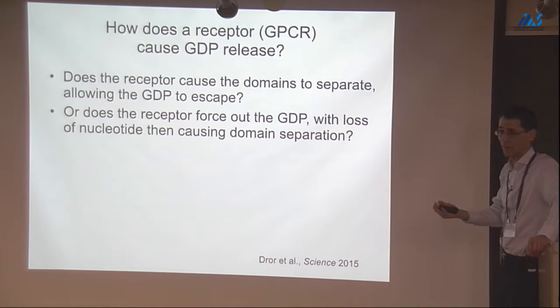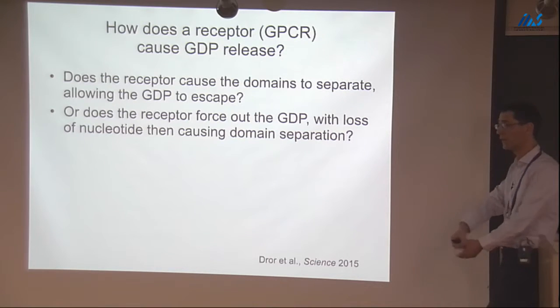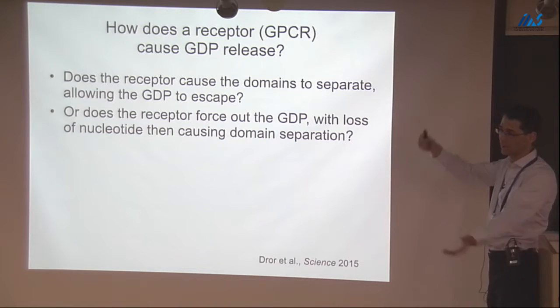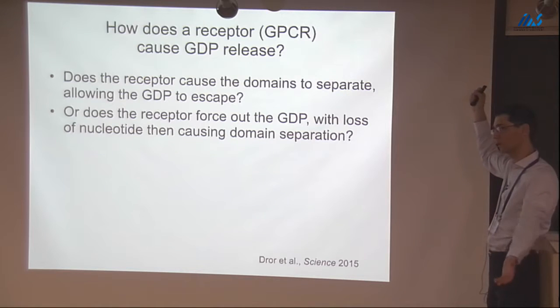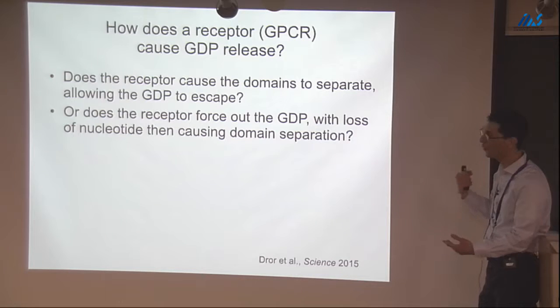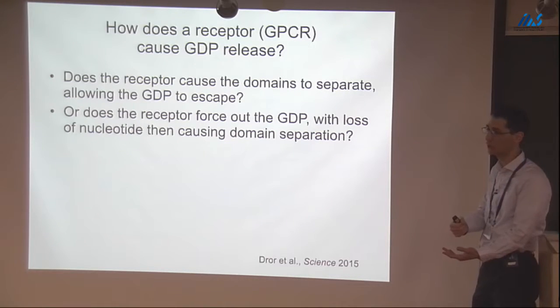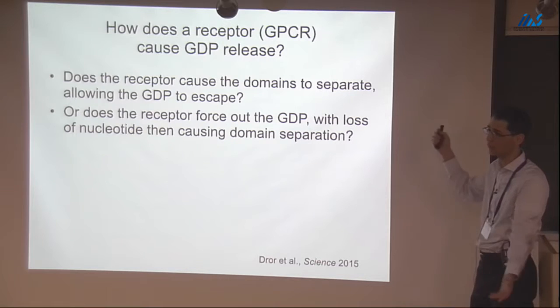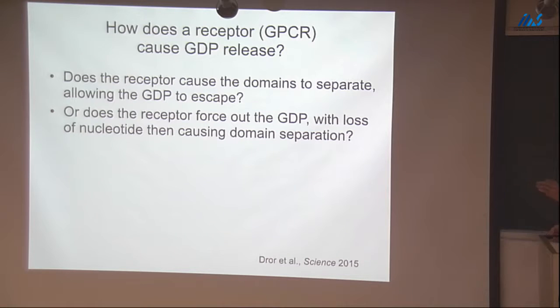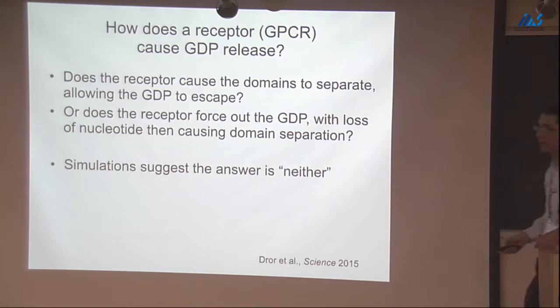Several possibilities were suggested in the literature. The first is that the receptor causes that opening motion, and that opening motion allows the GDP to get out. So instead of being tightly sandwiched, it's in this more open conformation, and then the GDP can escape. Another possibility is that the receptor first forces out the GDP between the domains, sort of through a back door, and then the absence of the GDP causes that dramatic separation. Our simulations actually suggest that the answer is not quite either of these. So there's a third possibility. Let me explain that.